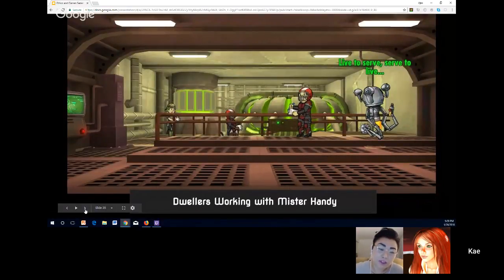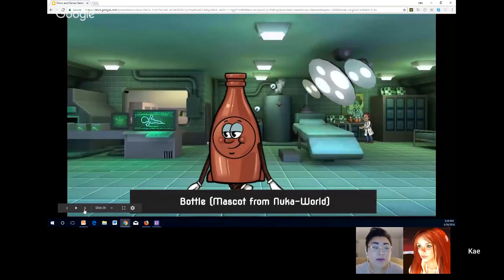Okay, so here's another shot of the dwellers working with Mr. Handy. Live to serve, serve to live. Next. Okay, this is Bottle. He's a mascot from this amusement park called Nuka World, and that came out of Fallout 4, which is currently being sold right now. Okay, so he's a new character, but what he does is he comes around and looks at your vault. He doesn't really have any other attribute except that he'll sometimes give you vaults if you click on him.